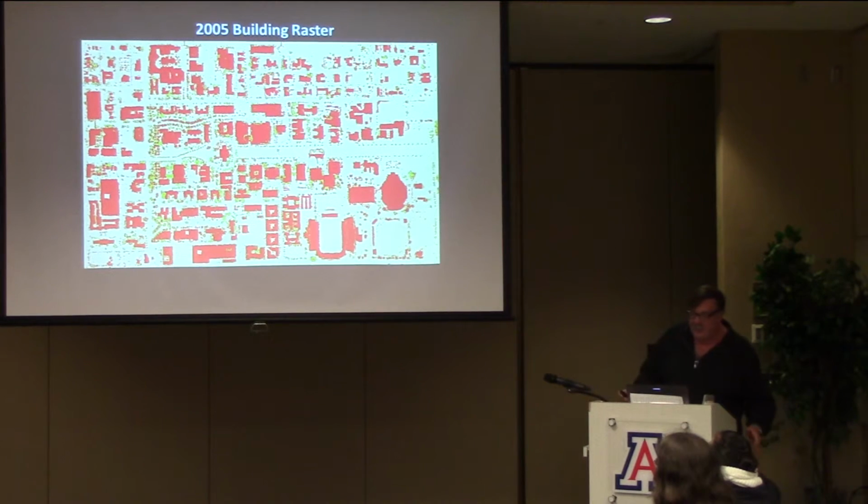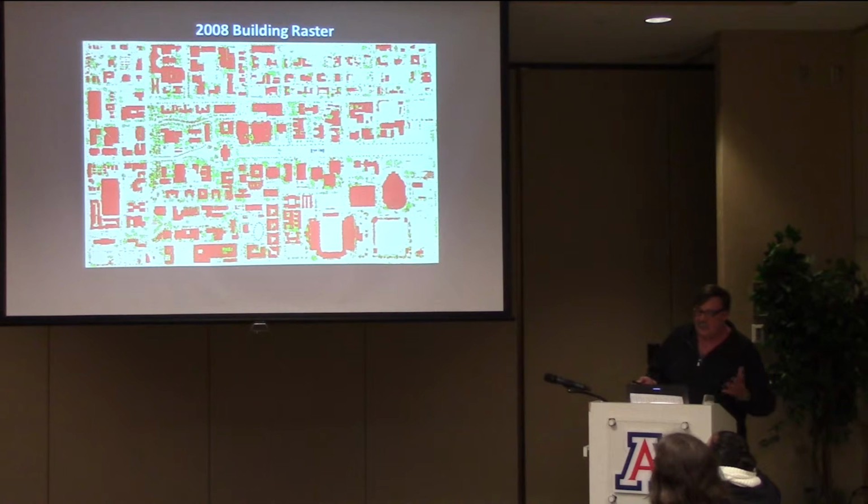So this is a raster I came up with for 2005. You can see that the university buildings are all highlighted in red. And this is the raster, it's a little bit different, that I came up with for 2008. These are all using the same thresholds, the same values, so I came up with the same buildings essentially.